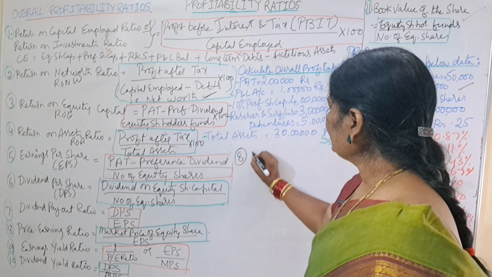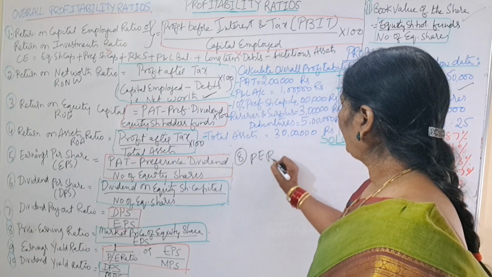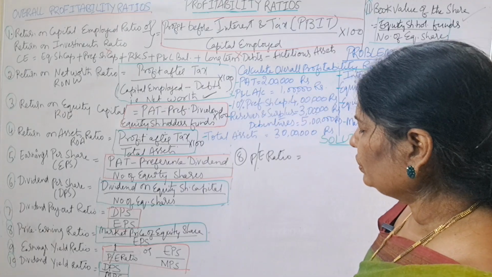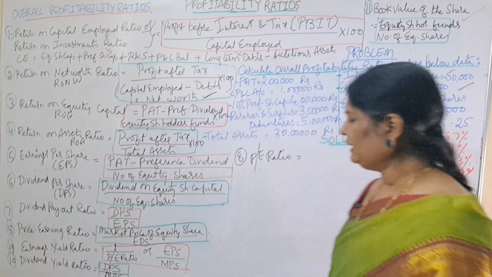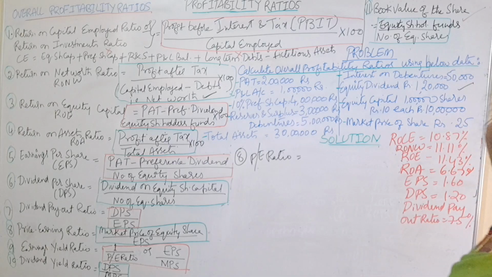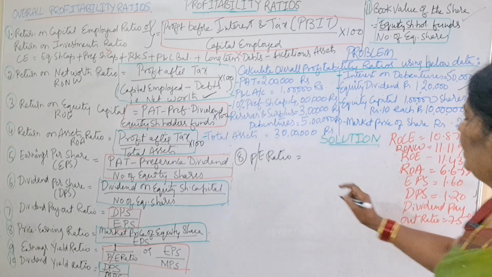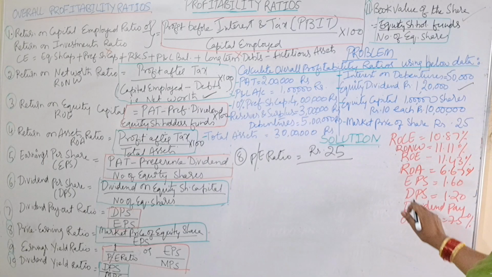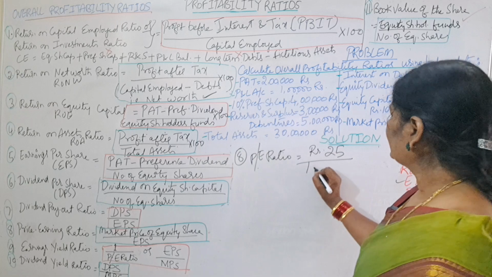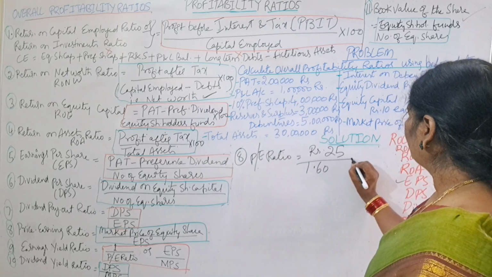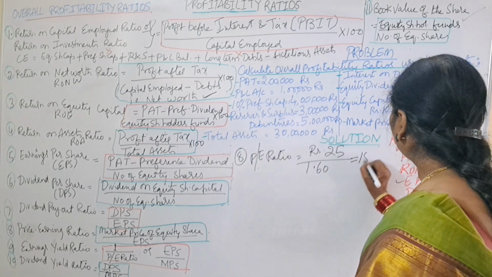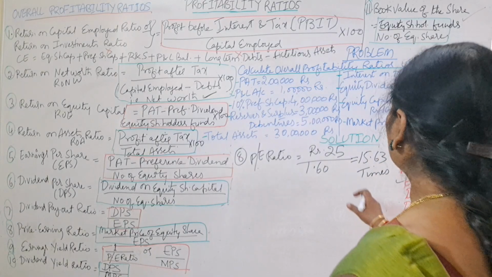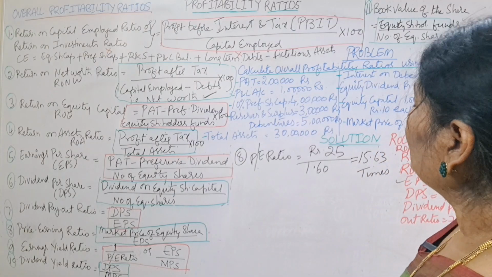So our 8th ratio is price earning ratio. This we will write like this. So what's the formula for price earning ratio? Market price of equity share divided by EPS. So what's the market price of equity share? Here it is given. Market price of share is rupees 25 divided by EPS. What is our EPS amount? 1 rupee 60 paisa. So what is our PE ratio? It is 15.63 times. Means what is the value of our market share? It is 15.63 times of our EPS.